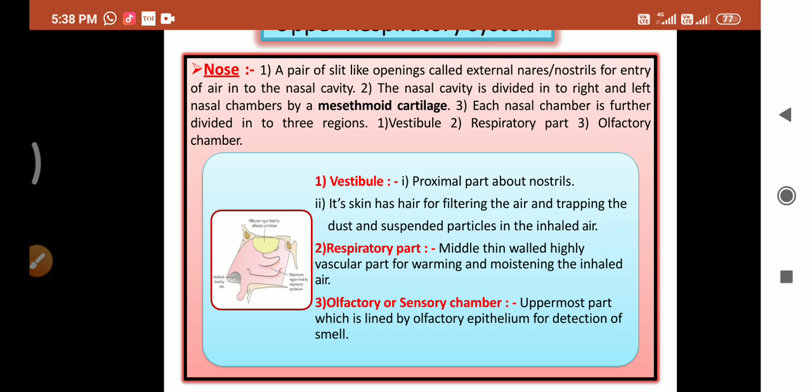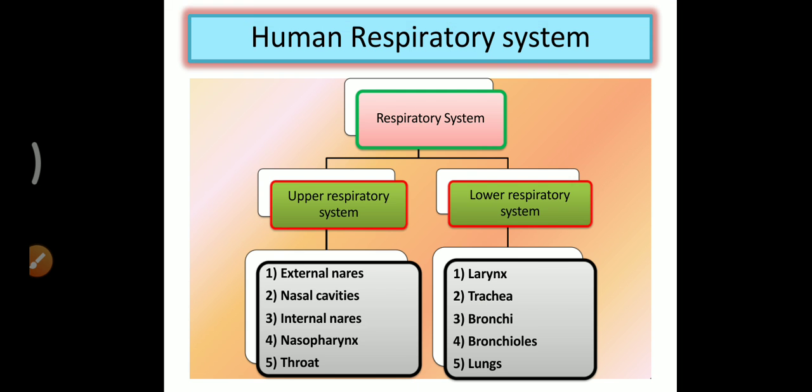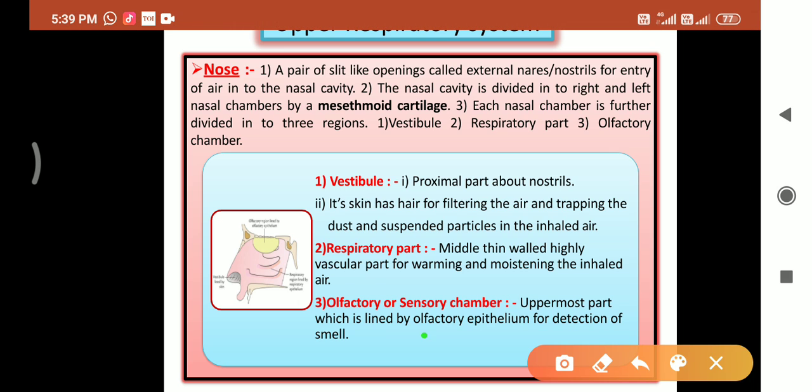In the central nervous system, when you study the brain and its structure, you also have to use this term, the olfactory lobe. The olfactory lobe is present in our brain. What is the function of the olfactory lobe? To recognize different smells. The uppermost part is where the olfactory epithelium lies, for detection of smell.